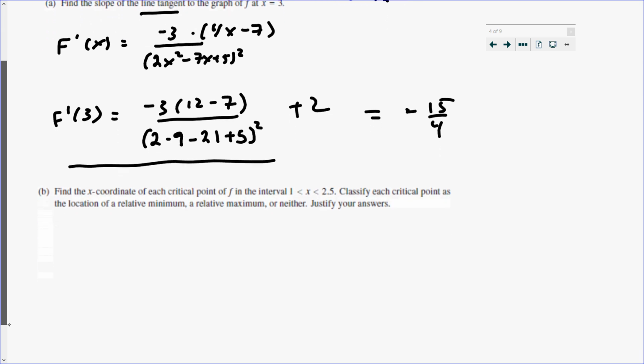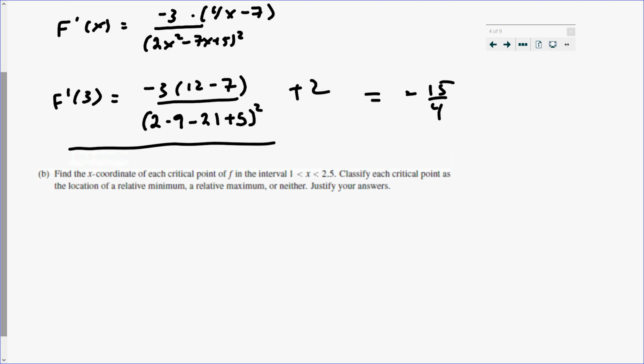All right, let's see here. Question B says, find the x coordinate for each critical point. Oh no, critical point. That sounds like me for a derivative between 1 and 2.5. So that's basically just setting the derivative equal to 0 or where the derivative is undefined. So let's see here. Let's set our derivative equal to 0.